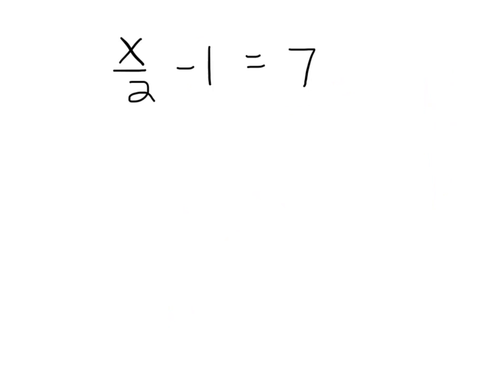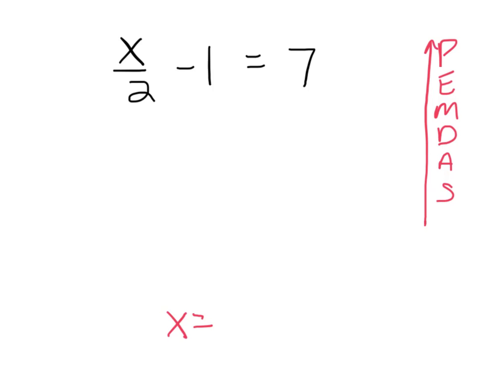Here's the next problem. X divided by 2 minus 1 equals 7. Go ahead and hit pause if you need more time. Alright, let's get started. Again, I want x equals, and I'm going to follow the order of operations, but this time in reverse, because I'm undoing operations. So I have two operations going on. I've got divide and subtract. When I go this direction, which comes first? Subtract comes first.